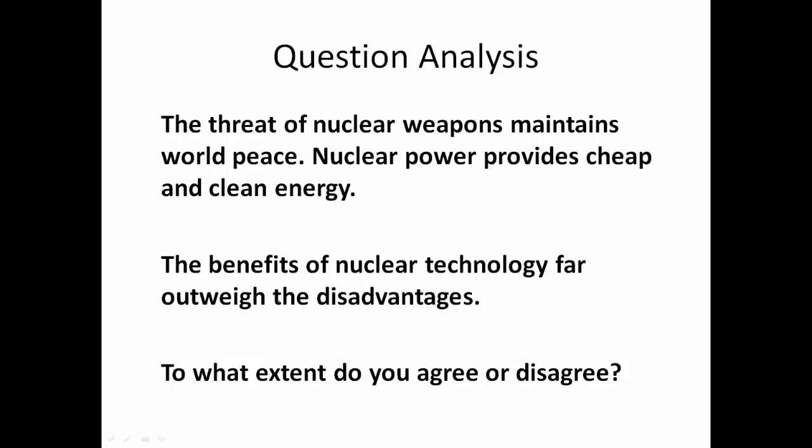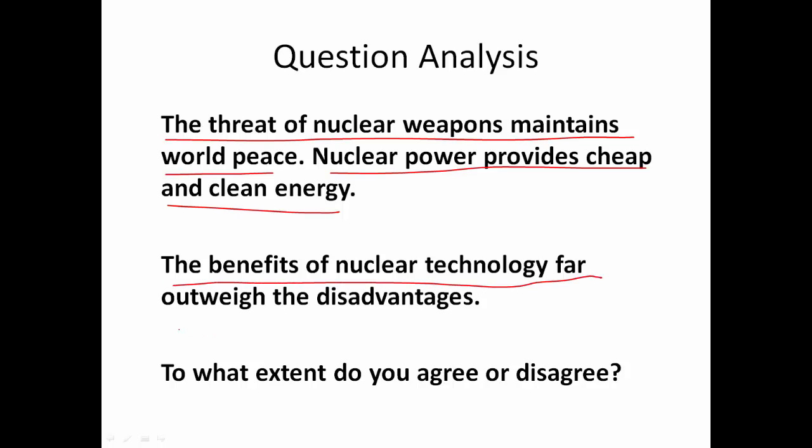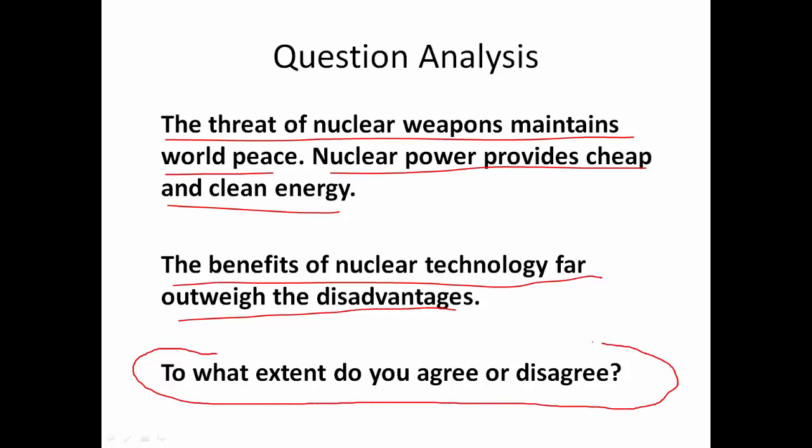Now this is quite a strange question because we have 3 sentences, sentence 1, sentence 2, sentence 3, before we get to our actual question statement. The bit here that I've circled, to what extent do you agree or disagree, is the main thing that the examiner wants you to do. This is one of the most important parts of the question, because it is going to influence your structure and the way that you answer the question.